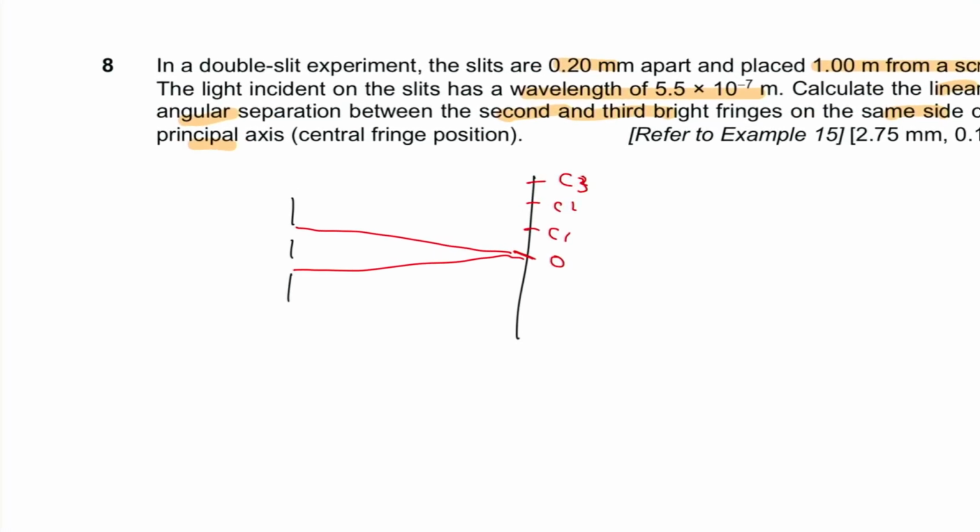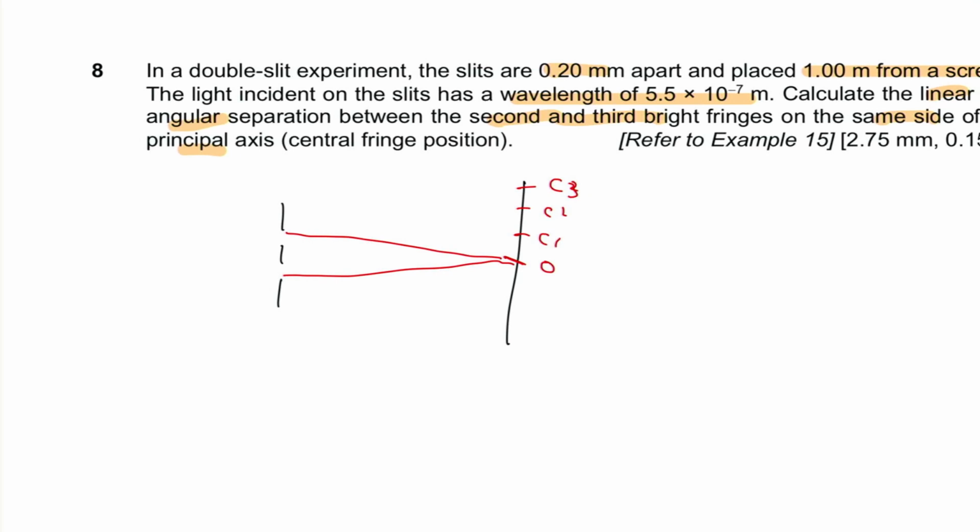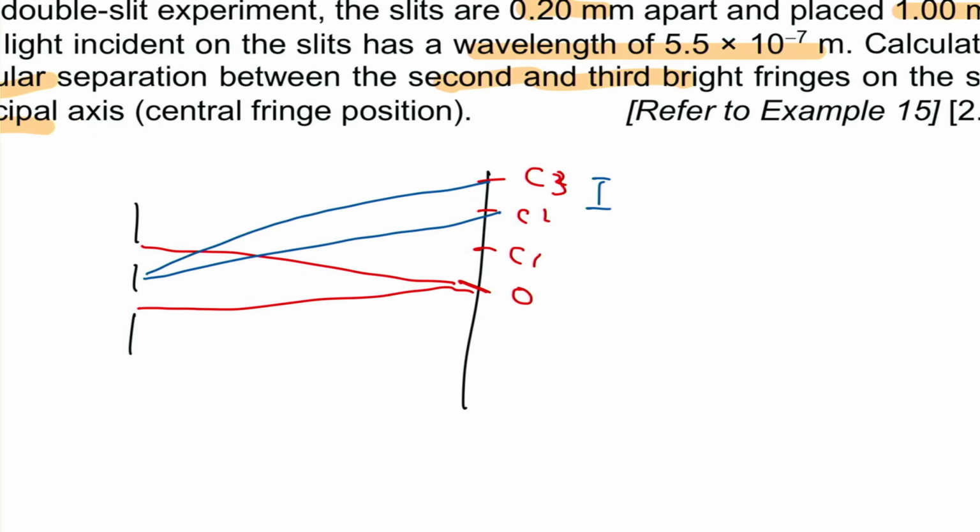Let me zoom in a little bit for you. Let me draw in another color here. You want to find out the angle between C2 and C3, the difference in this angle. First, you need to work out this distance here, which is usually labeled as Y. Then you want to find the angle, which is of course your theta 2 and then your theta 3. You're supposed to find the difference between the two of them.